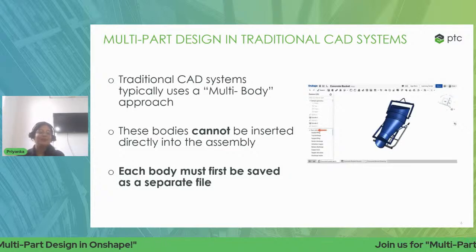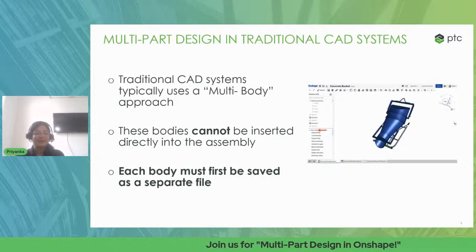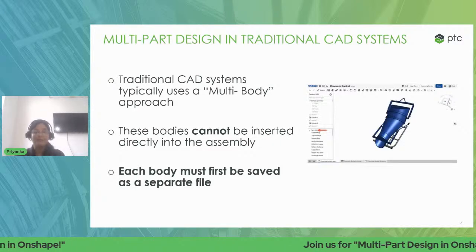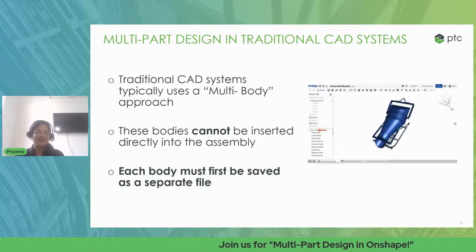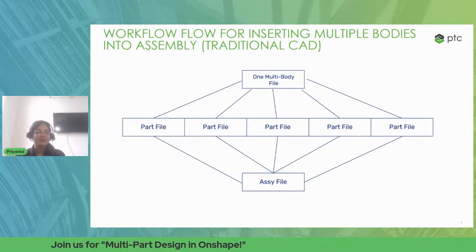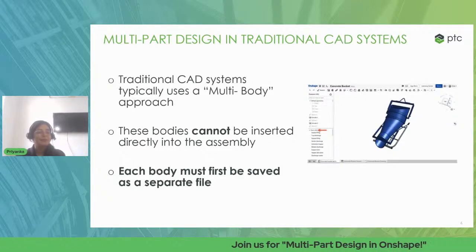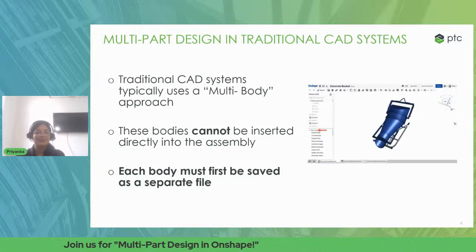So essentially what you're doing is that a single multi-body has to be split up into multiple part files just to get them inserted in an assembly, which may lead to confusion and create lots of files. So it's a tedious workflow that we usually discuss. It's about creating 41 part files for 41 solid bodies. So that's what we create.